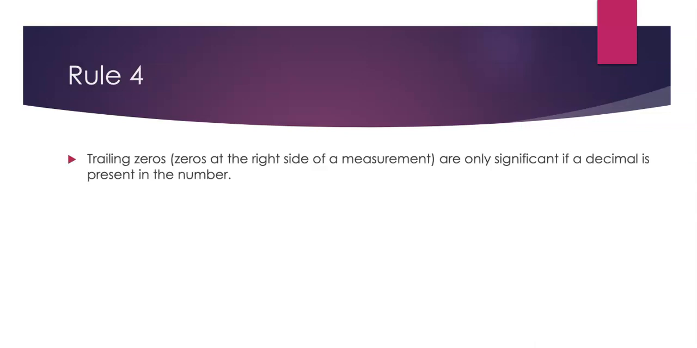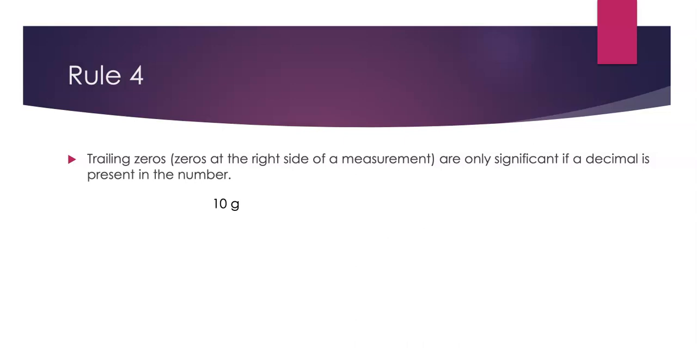All right, Rule 4 is probably the trickiest of the rules. Rule 4 deals with trailing zeros, and these are zeros that are at the right side of a measurement. And they are sometimes significant. Sometimes, yes, and it depends on whether or not there's a decimal point anywhere in the number. And it doesn't matter if the decimal is at the left of the number or the right of the number. Trailing zeros only count if the decimal is written in the number.